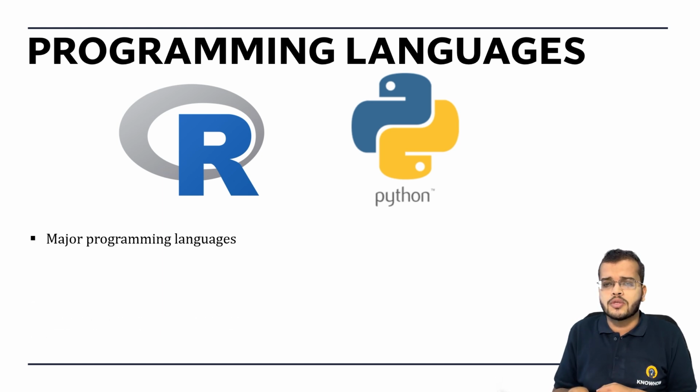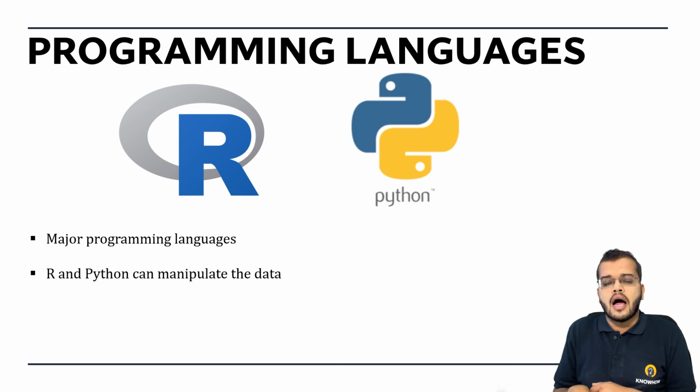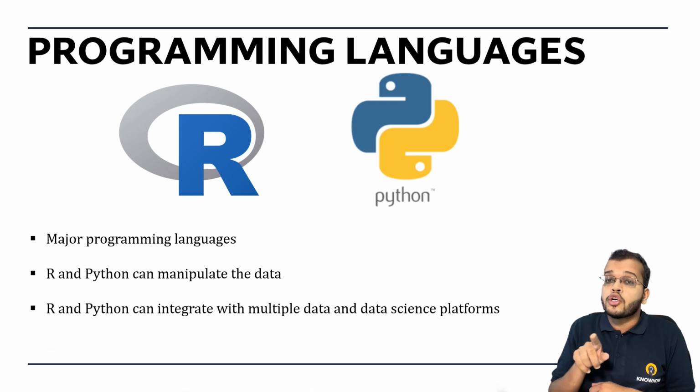These are the major programming languages which will cover the majority of the work when we are working on a project. Another thing is that R and Python can manipulate the data. Including manipulation, they are also helpful in integration with multiple data and data science platforms. There are multiple data sources that we might receive from the client or customer, and it is helpful for the major integration part as well.